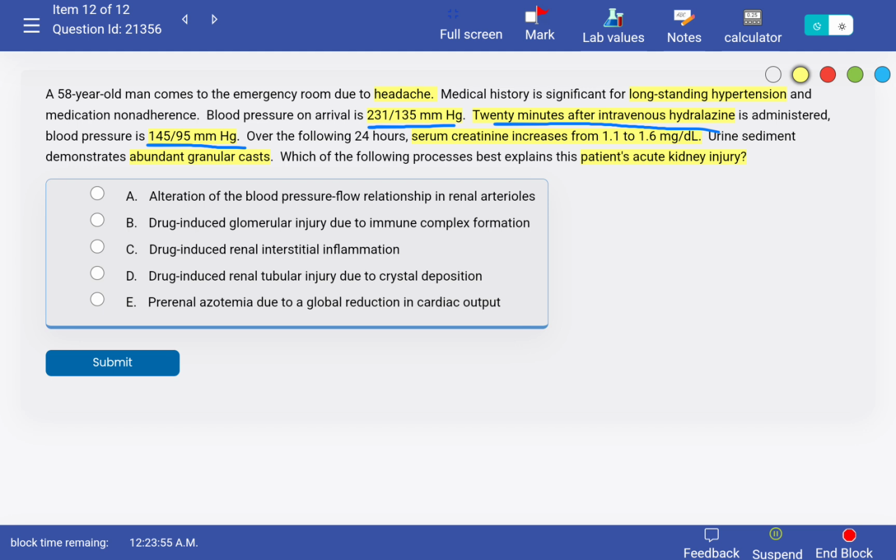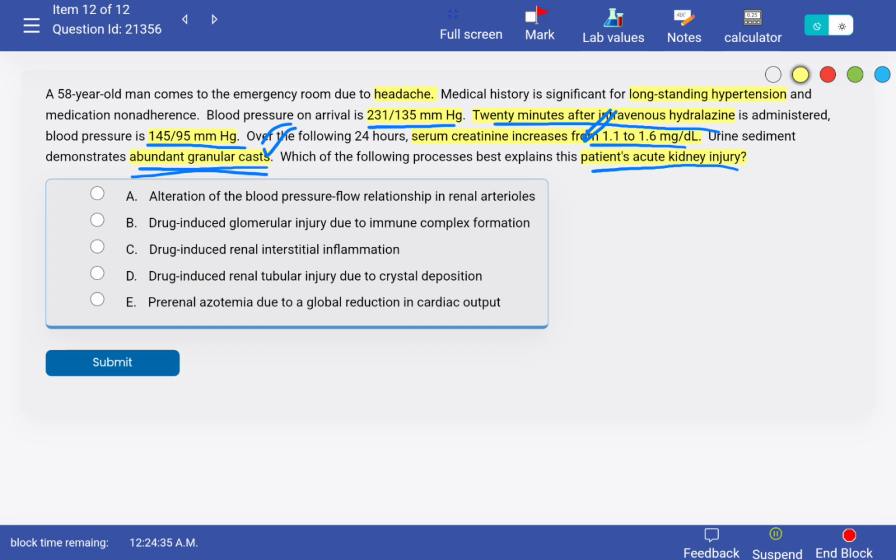Okay, over the following 24 hours, serum creatinine increases from 1.1 to 1.6 milligram per deciliter. That means there is some type of injury in the kidney. Okay, urine sediment demonstrates abundant granular casts, right? One of the important characteristics. Which of the following processes best explains this patient's acute kidney injury? Option A, alteration of the BP flow relationship in renal arterioles. Option B, drug-induced glomerular injury due to immune complex formation.